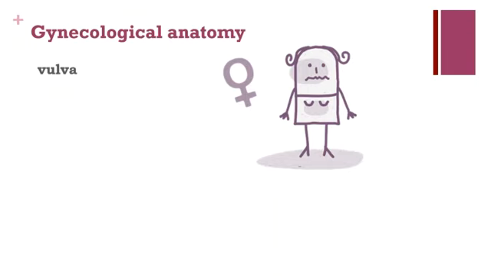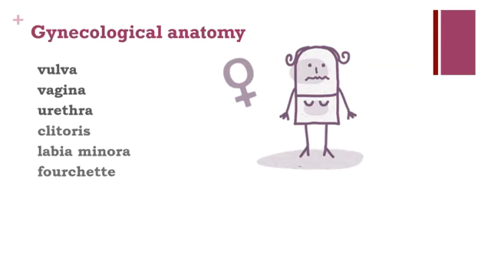The vulva comprises the entrance to the vagina and the urethra. The structures which surround them are called the clitoris, labia minora, and fourchette, and the encircling labia majora and perineum.